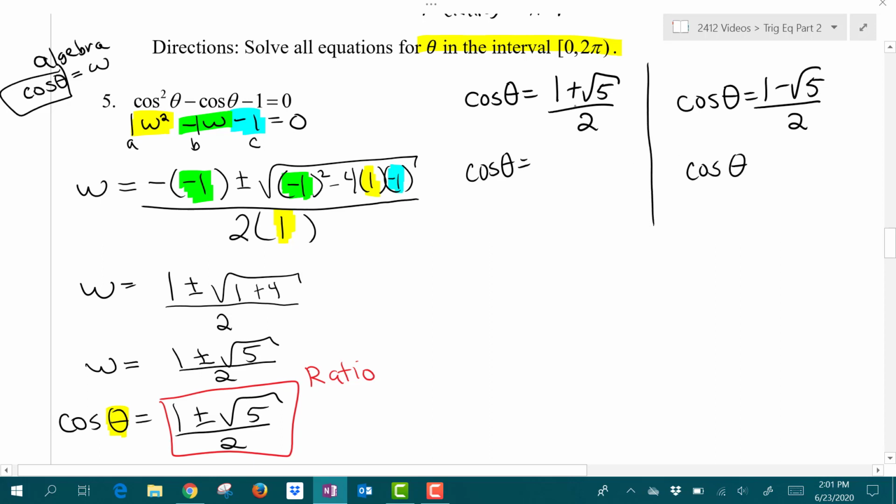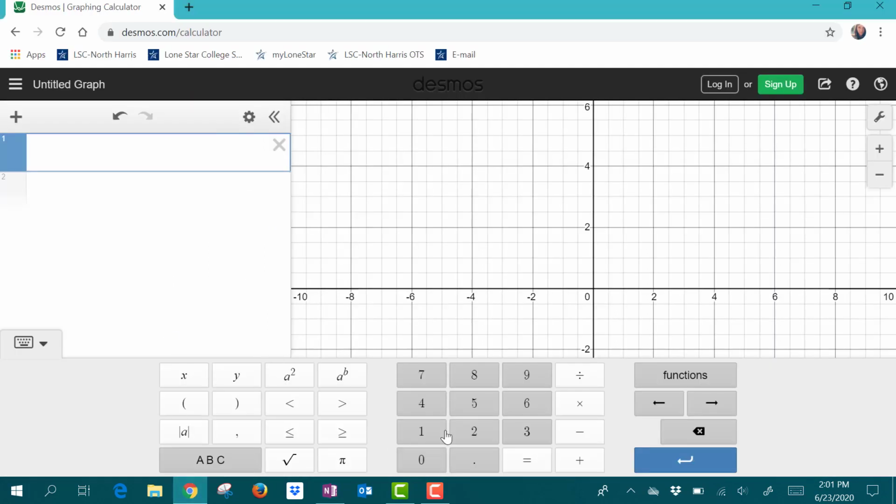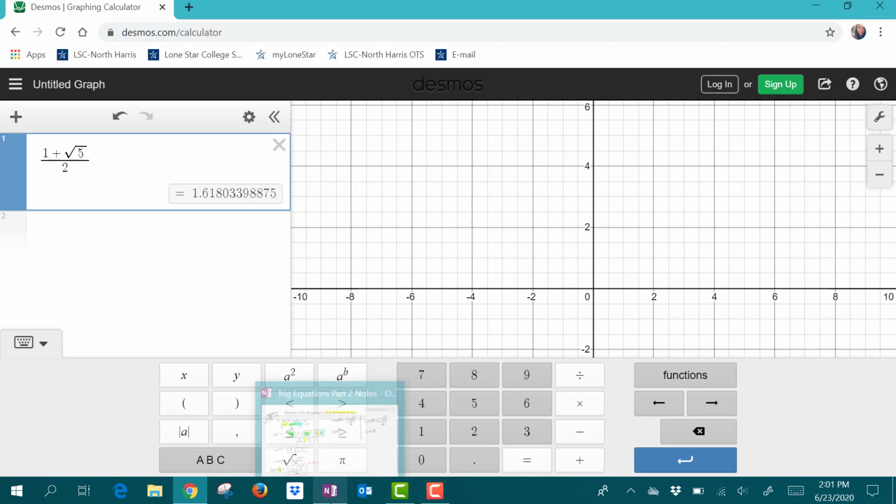So I'm going to put it to my calculator, and I'm going to use Desmos here. 1 plus the square root of 5 divided by 2. Okay, so there's 1 plus square root of 5. I'm going to highlight all of that and put divided by. Make sure all of that's on top of the fraction, and I put 2. So I get about 1.61 and so on. I'm going to go back and put that into my notes.